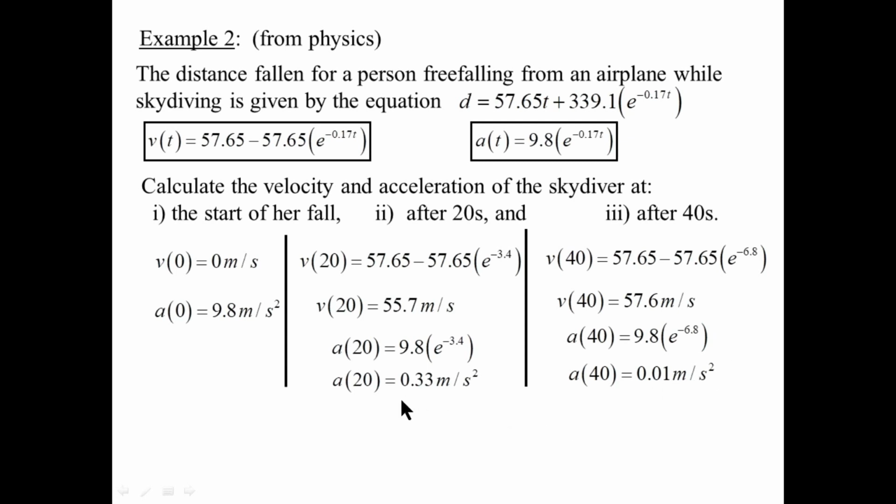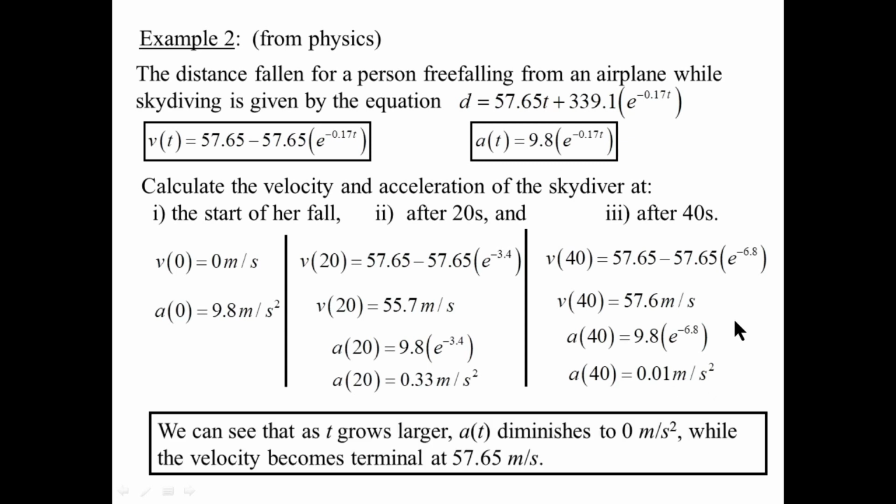And from this we can see algebraically that as time starts at 0 and proceeds forward, the velocity starts at 0, and then v of 20, it's speeded up to 55.7, and at v of 40, it hasn't speeded up much more, only up to 57.6. While acceleration has started off at 9.8 and has dissipated quickly to 0.33, all the way down to 0.01 meters per second per second.